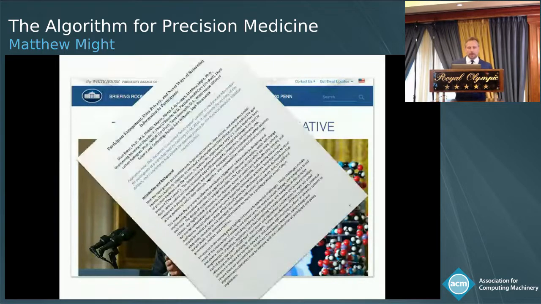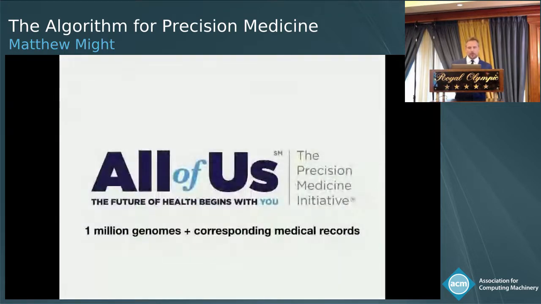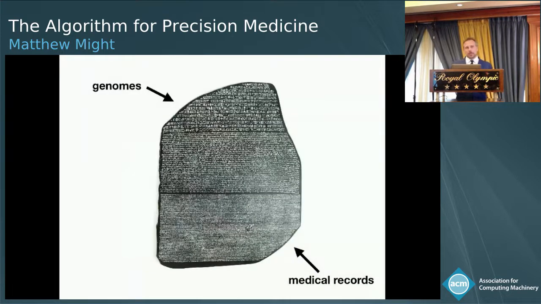Ended up writing some of the founding white papers for this. And what this is really doing, what it turned into, is what's called now the All of Us Initiative, or the All of Us Program. And it's collecting 1 million genomes and the corresponding medical records for Americans. And the goal here is really, the way I describe it, is to build the Rosetta Stone of the human genome.